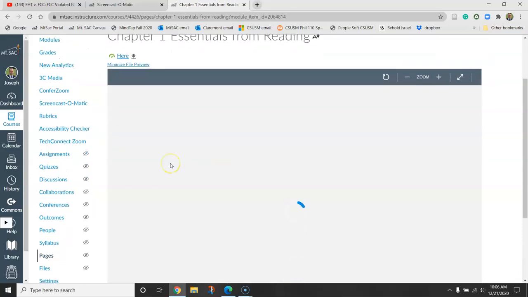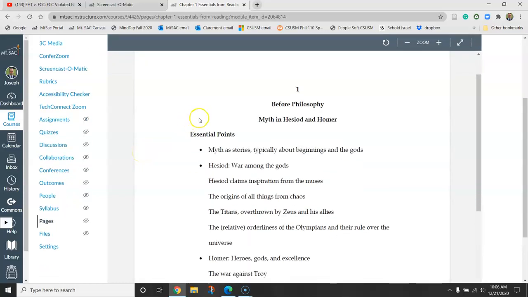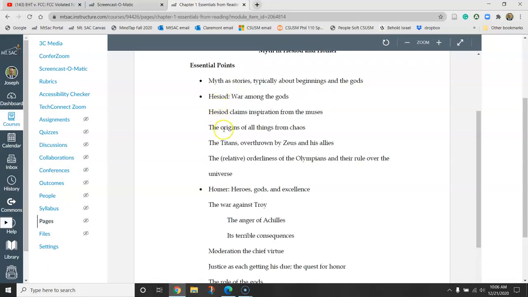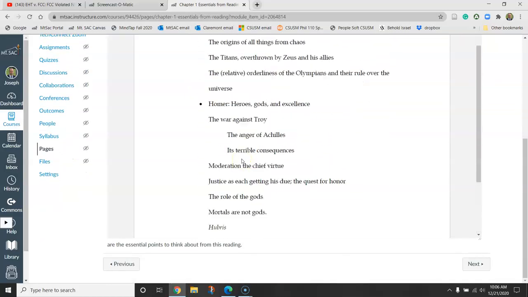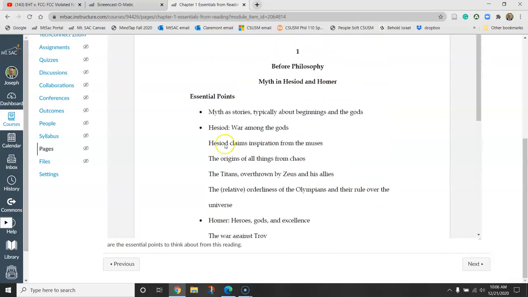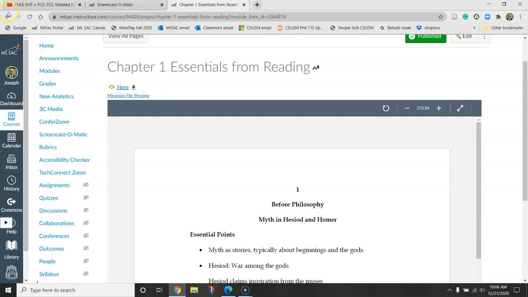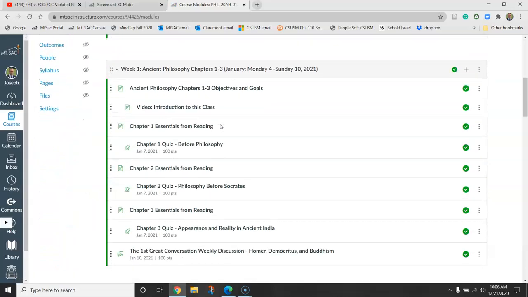So, for example, chapter 1, essential points from Hesiod and Homer. You can look at it. It's actually pretty easy, right? Other chapters might have 2 or 3 pages. This one has 1. So take a quick look at that. Then when you get to your quiz, you'll be in a better position after you've done your reading.